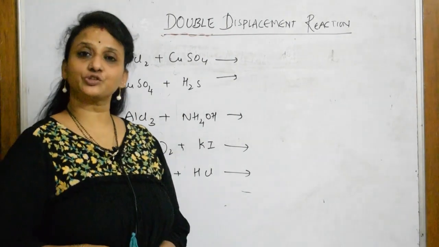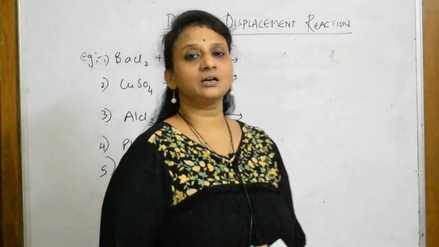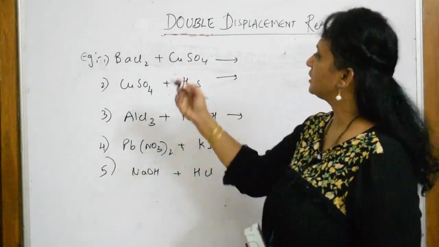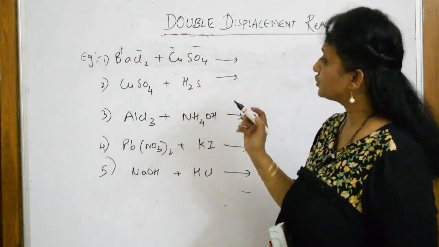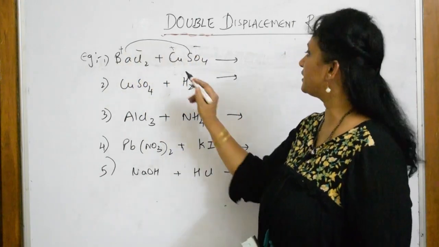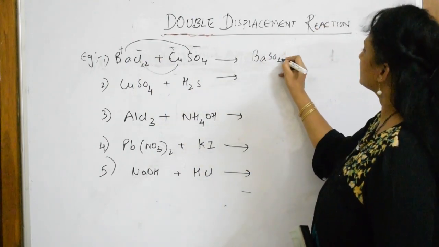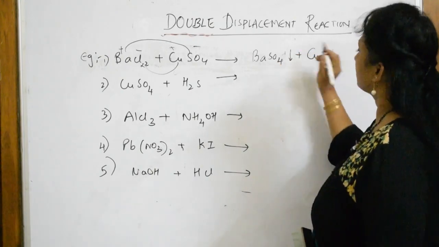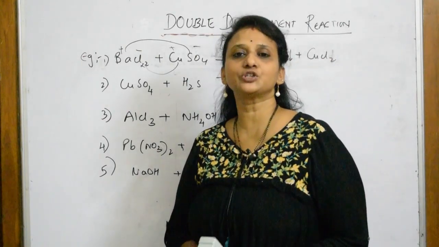Right, now we have understood the concept. Now I have written certain examples. Let us solve these examples. Here I have given two compounds. As soon as you get them, write the charges. As I said, the first is always plus, the second is negative. If I have to exchange the ions, barium will combine with sulfate, copper will combine with chloride. So I get the product as barium sulfate plus copper chloride. So this is a precipitate here. Right, so I am writing down the precipitate.